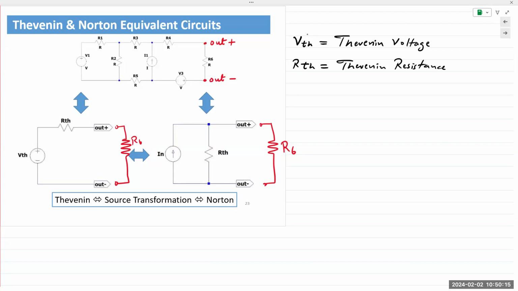Important point to note, this is not a new analysis technique. It is a theorem, a concept. You will apply all of the techniques you have learned so far to determine VTH and RTH. You already know how to do RTH. You already know how to do Thevenin voltage. These are techniques that you have already learned. So you're not learning a new analysis technique, you're simply applying those techniques to determine two quantities.